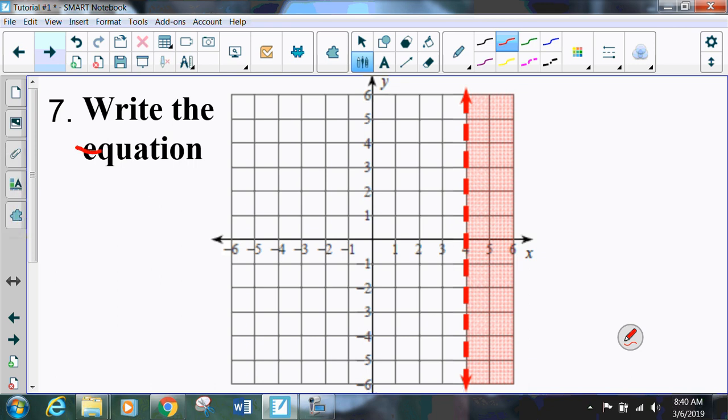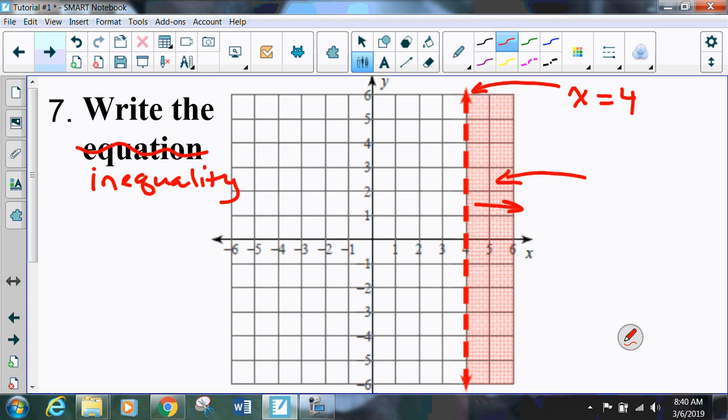Oops. Write the inequality, right? We can't write the equation because it's not a line, it's an inequality. So the first thing I want to look at is this dotted red line. And I know that the line, if it weren't dotted, would be x equals 4, right? And the shading is greater than 4. So instead of x equals 4, the whole thing together is x is greater than 4.